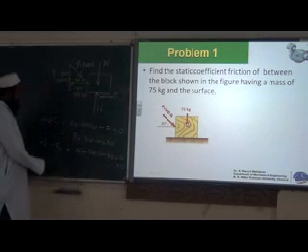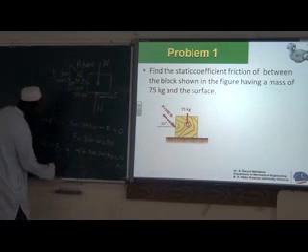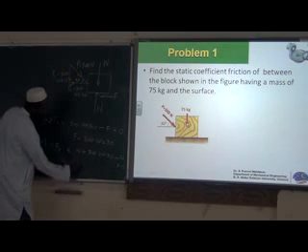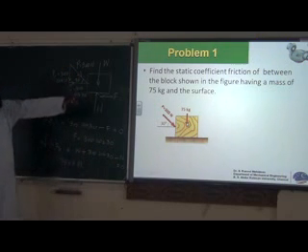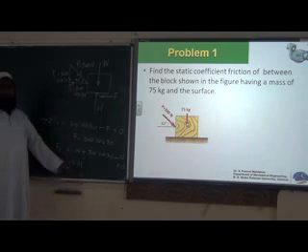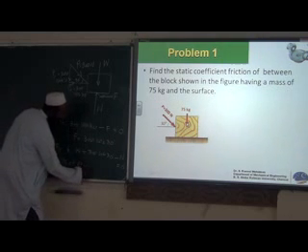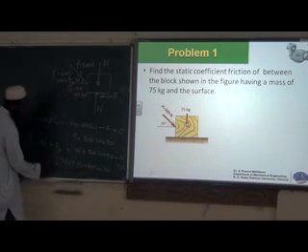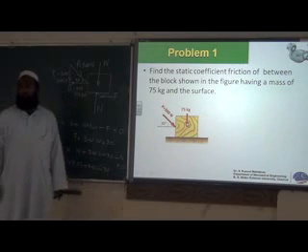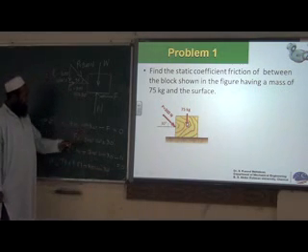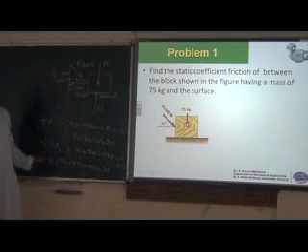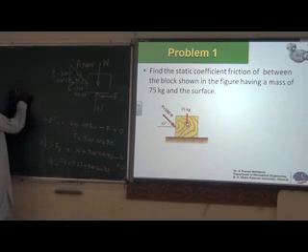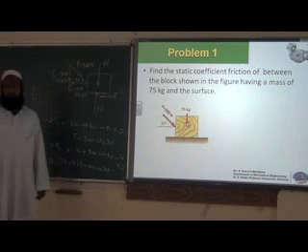So W is 75 into 9.81. The mass is given, into 9.8 will be the Newton, plus 300 sin 30 equals N. Okay, so we got the force as well as the frictional force as well as the normal reaction. After obtaining these two, we can find out mu. Mu is 0.29.